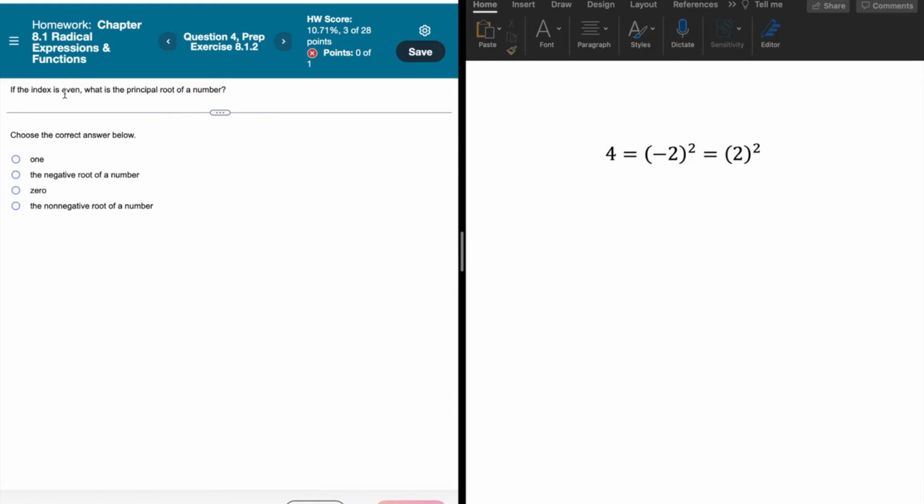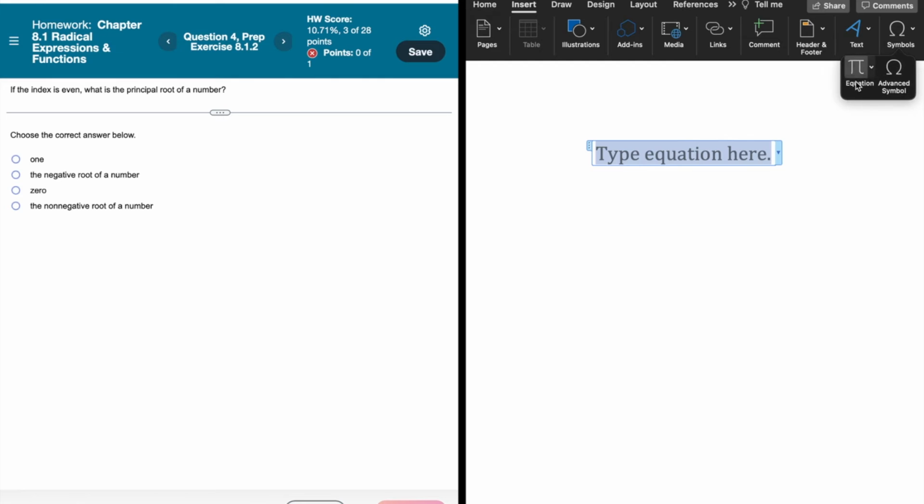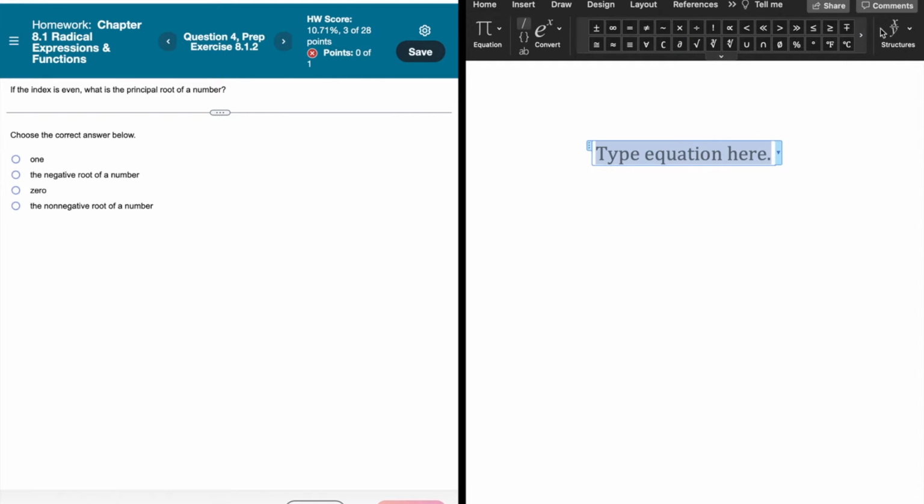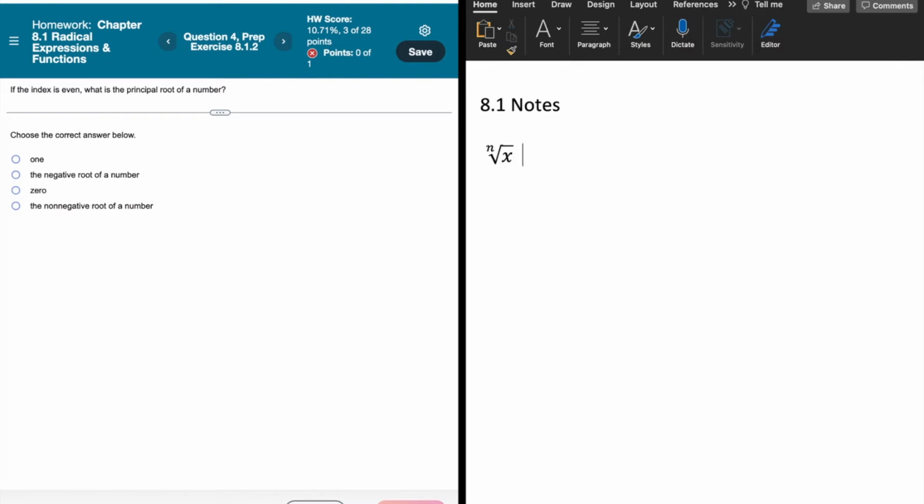Oh, never mind. If the index is even, what is the principal root of a number? Well, first of all, what do they mean by that? When you have a square root, the idea is there is actually some invisible number here, n. All right, and so we'll put an x there. The idea is that n is what we call the index, and x, that stuff on the inside, is what we call the radicand, just so you know.